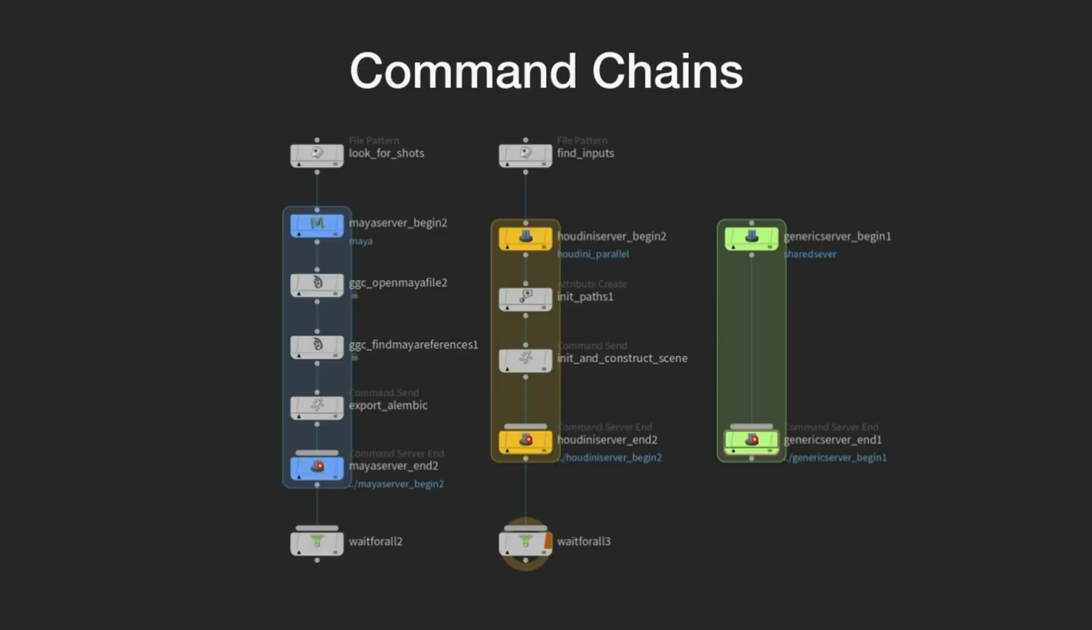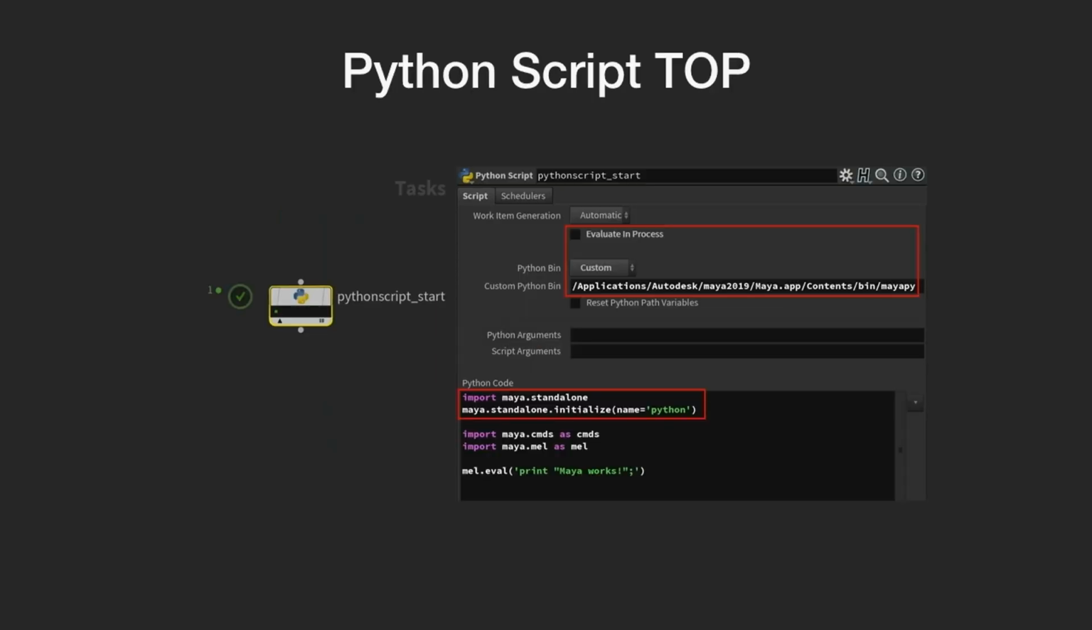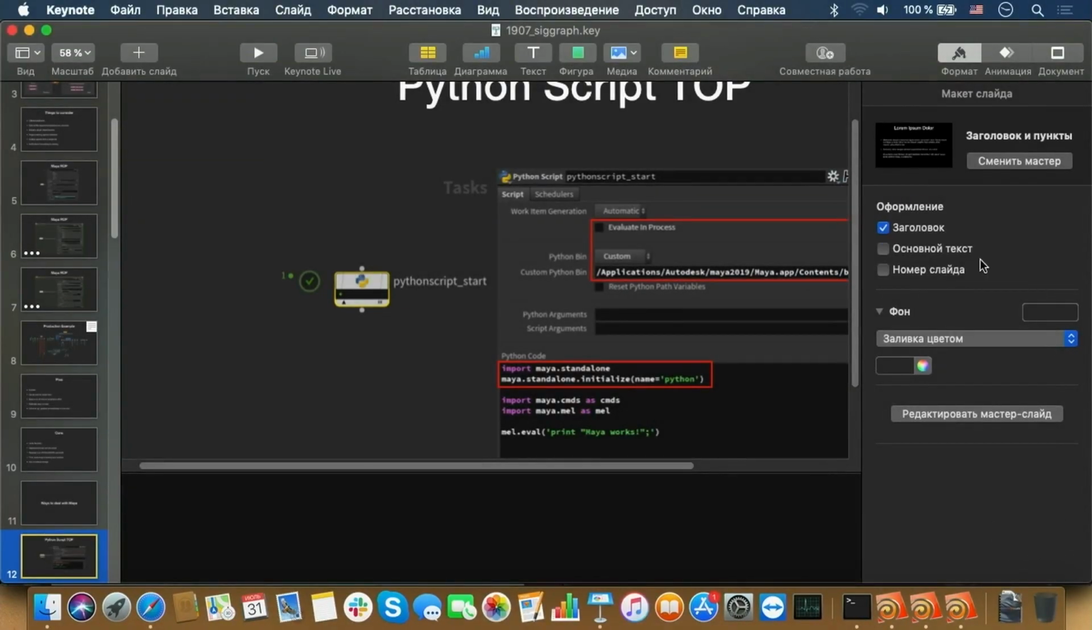Yeah, so another thing, well, it just works. With the Python Script TOP, you run it over a file, and it will create a work item. If you run it with no inputs, it will create one work item and start just one Maya. But if you provide some actual files with a file pattern, you can run it as well.